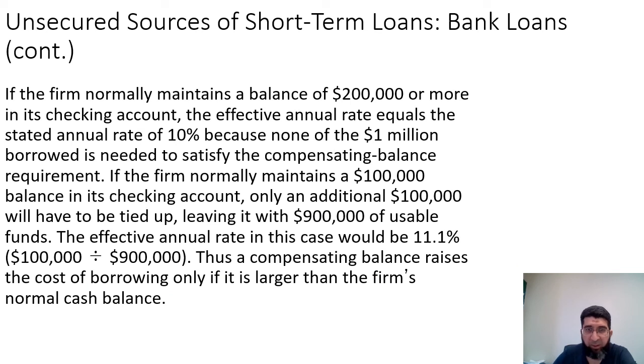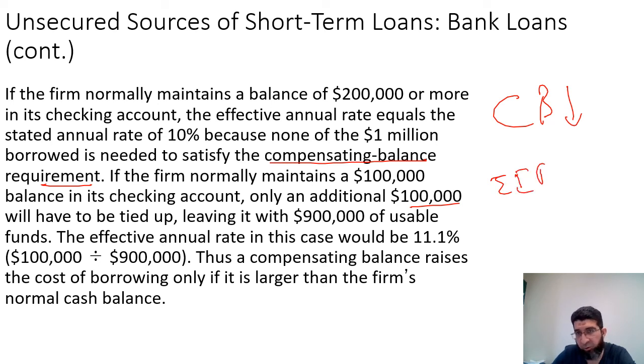If the firm normally maintains a balance of $200,000 or more in its checking account, the effective annual rate equals the stated annual rate, because none of the million borrowed is needed to satisfy the compensating balance requirement. If the firm normally maintains a $100,000 balance in its checking account, only an additional $100,000 will have to be tied up. So if the compensating balance falls, the effective interest rate also falls. If the compensating balance increases, the effective interest rate also increases.